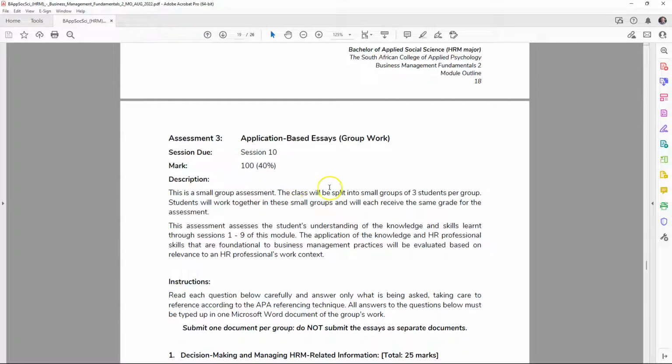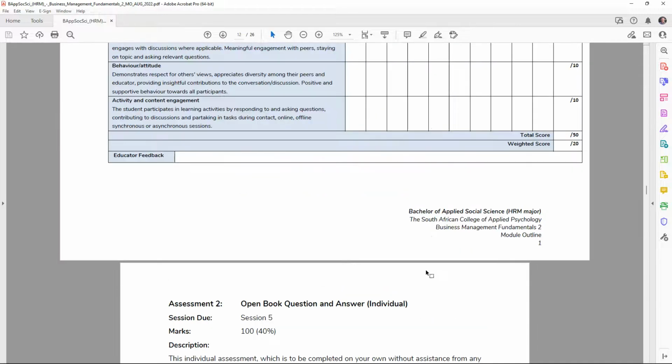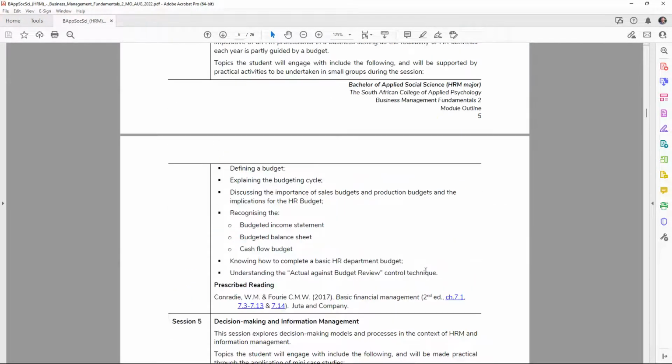And as you know, you've been split into these small groups. My advice, as always, is to start as soon as possible with the assessment. So if you haven't started already, start preparing for it. I just want to go back to the sessions first.